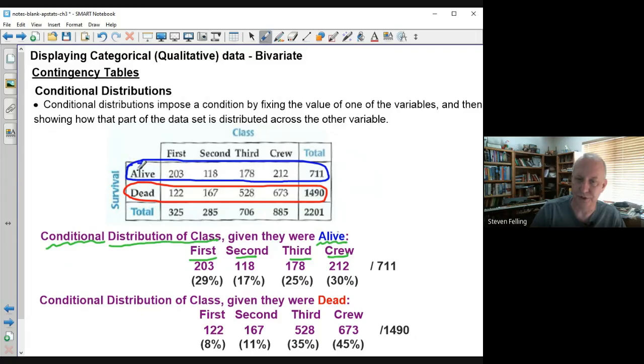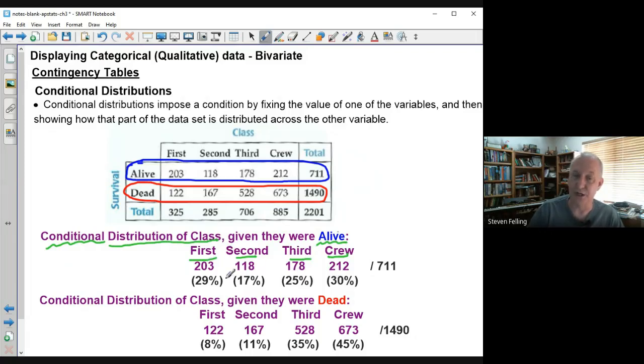So then we restrict ourselves only to the people who are alive, and we look at how the data in that category, that condition, is distributed across the class variables. So 203, 118, 178, 212. So that would be that. If we wanted the relative one, we would use percentages.